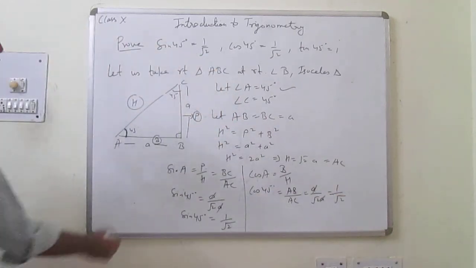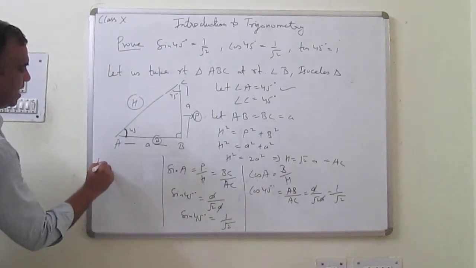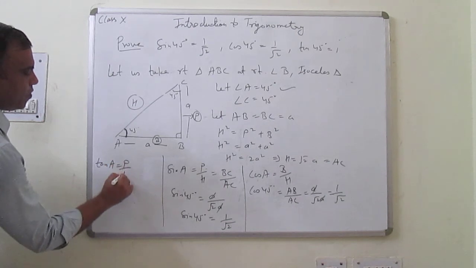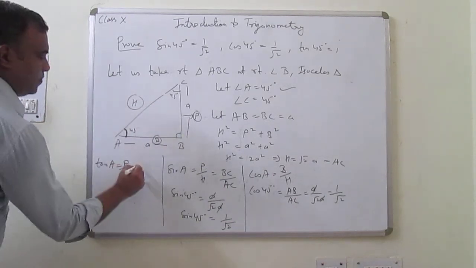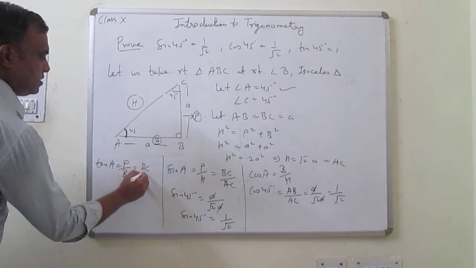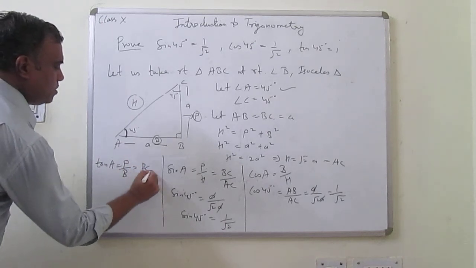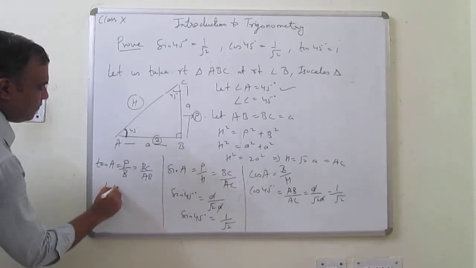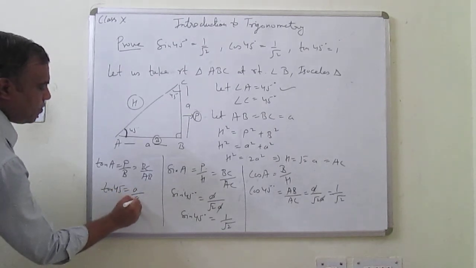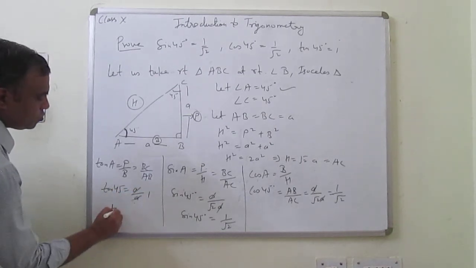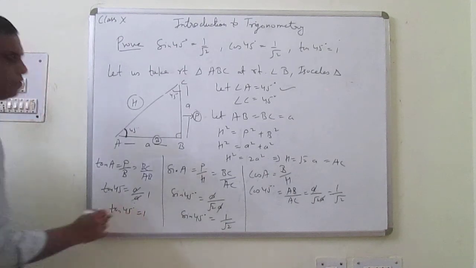Now tan A is P upon B. What is P? BC. What is the base? AB. So tan 45 is a upon a, which is 1. So tan 45 is equal to 1.